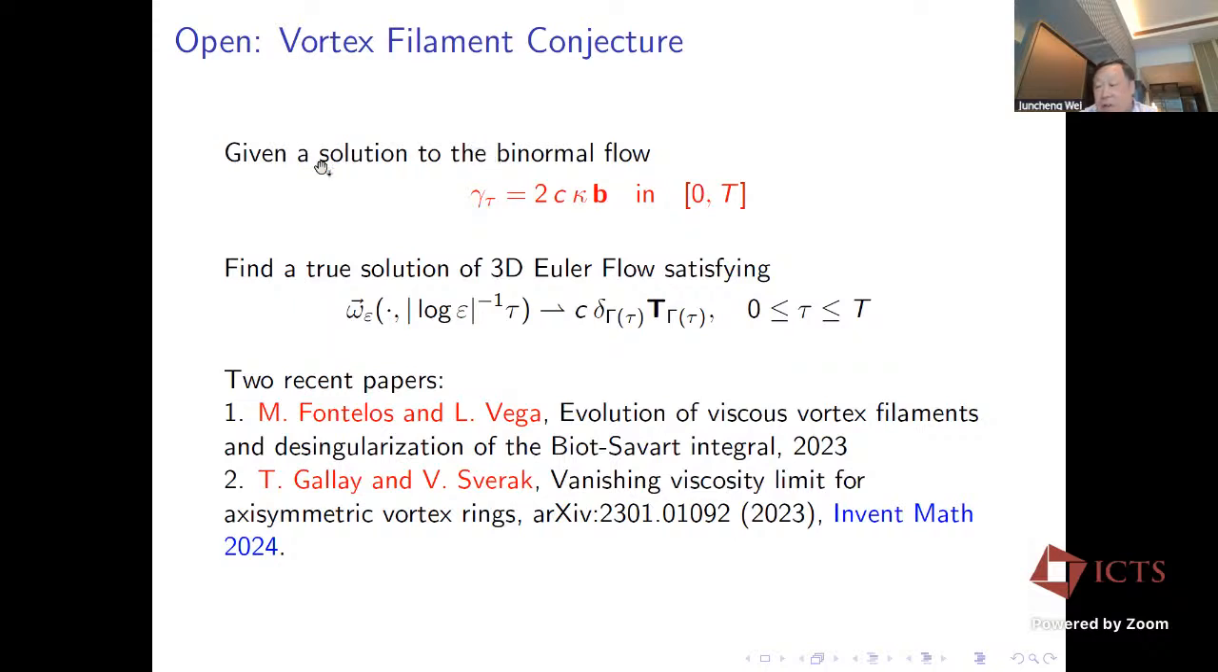And so given a solution to the binormal flow in a short time from 0 to capital T, can we find a true solution to the true 3D Euler flow which concentrates along this curve? This is the vortex filament, the dynamic correspondence for the 3D Euler.